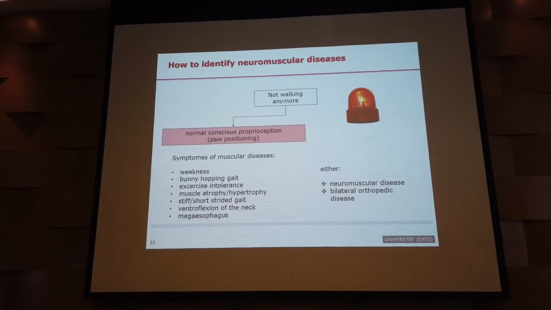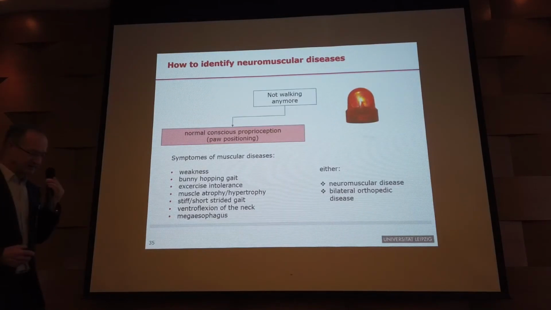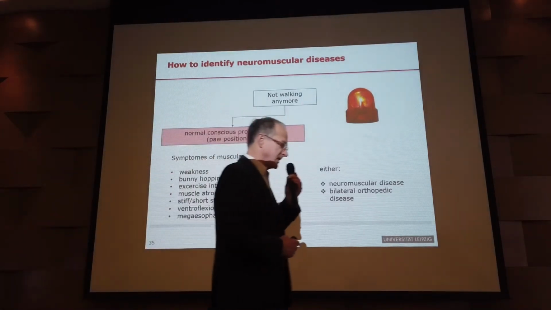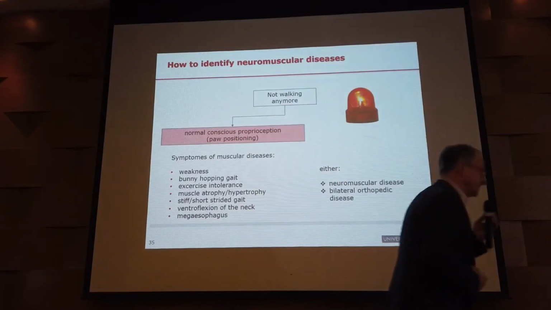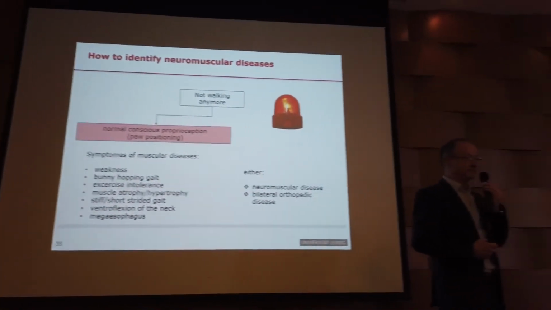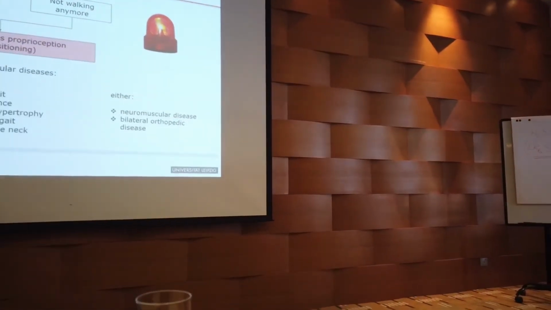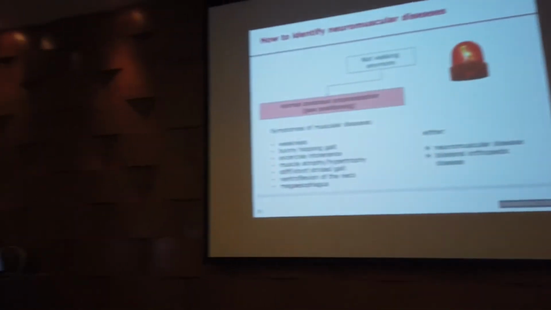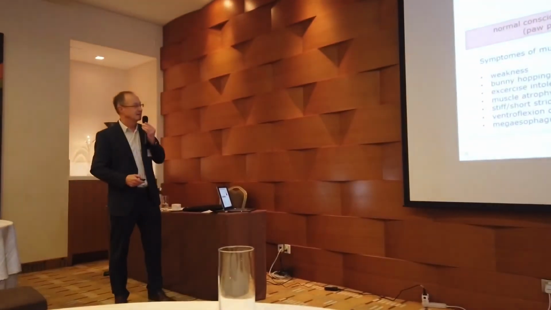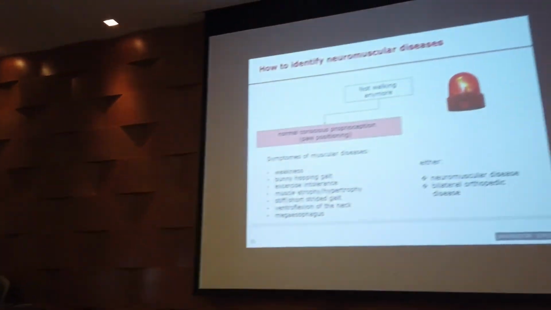Weakness, we said, cannot walk. Bunny hopping gait. If an animal is weak and cannot walk because of muscular disease, you may sometimes see that they are not moving their limbs in a normal way, one after the other, but they try to hop like a bunny. Yeah? If you see that, cannot really get up, but tries to walk like a bunny, could be muscular disease. Yeah? Exercise intolerance, we had that.